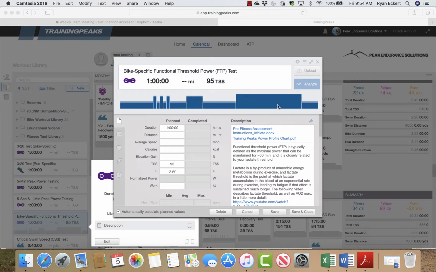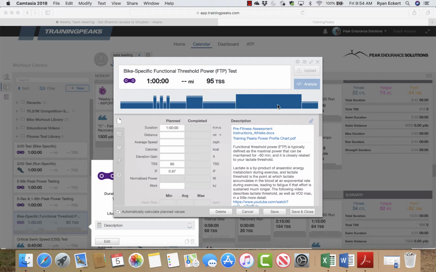Today we're going to be talking about functional threshold power. This is a pretty common term amongst cyclists and triathletes. I'm sure if you are a cyclist or a triathlete, at some point you've heard someone spout off what their FTP is, right? FTP stands for functional threshold power.